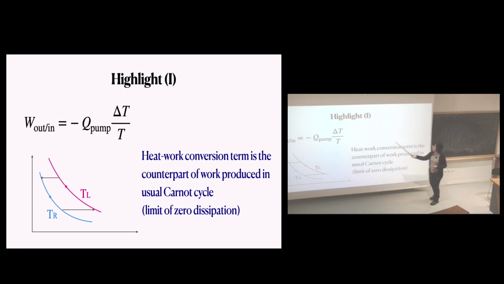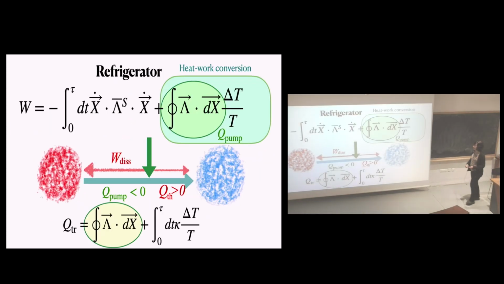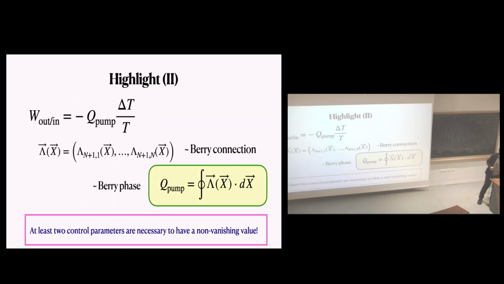So here we also have something like that, but it's not coming alone. This term is coming along with dissipation. So you somehow recover, in the limit of vanishing dissipation, the result of a Carnot machine.